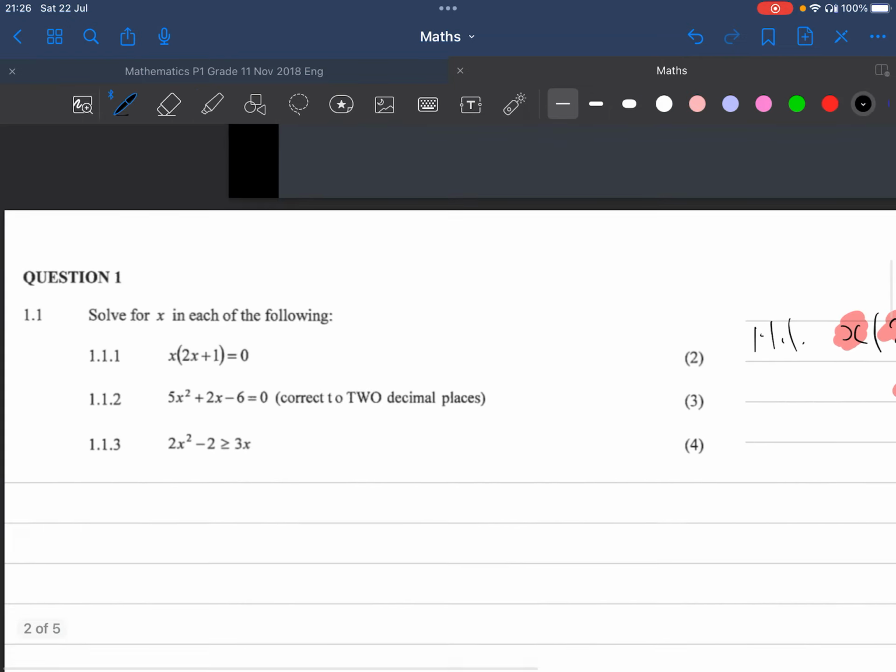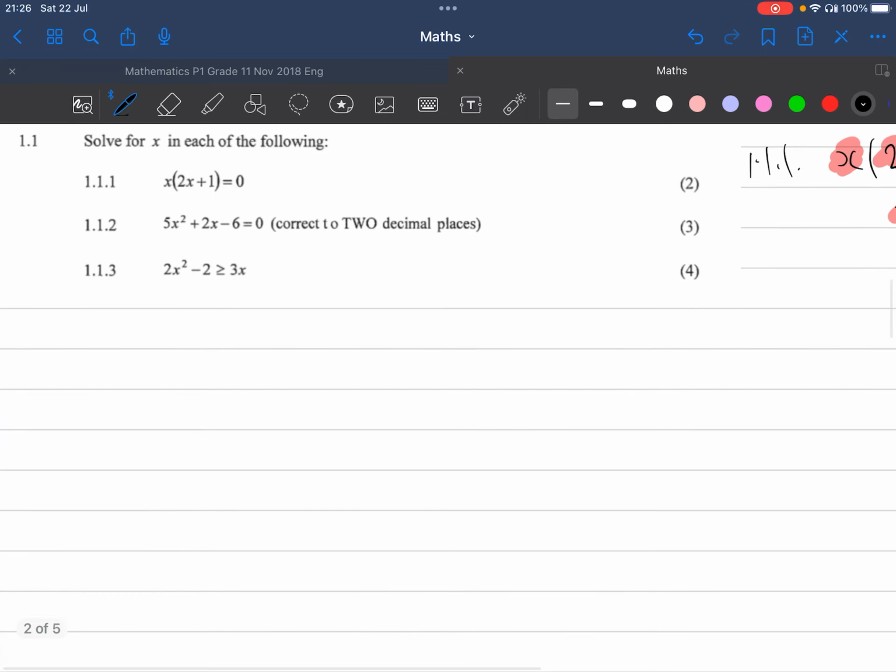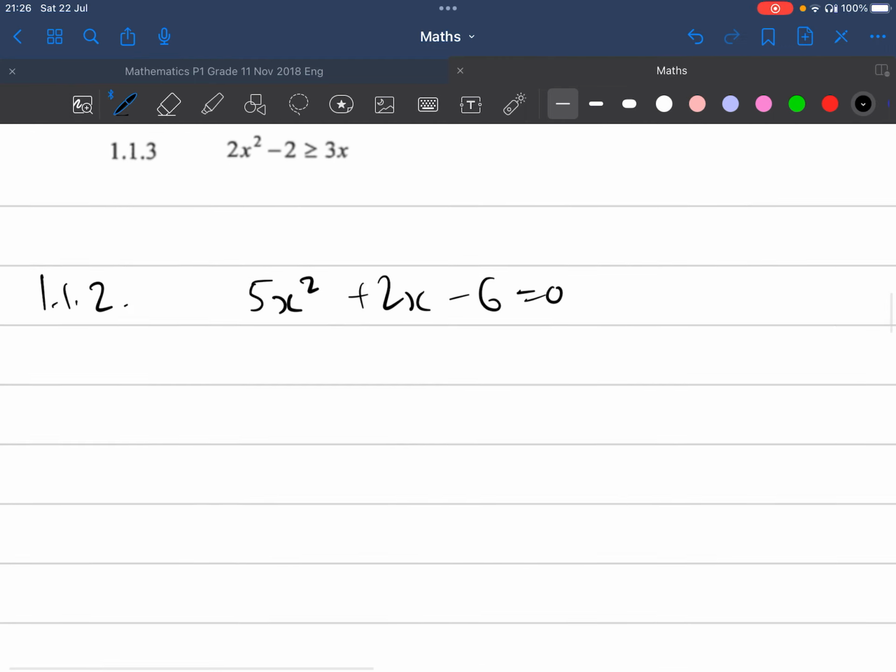Okay, next question, 1.1.2. You can see it's another quadratic equation. And for this one, it's a trinomial, it's not yet factorized. So the easiest way to solve something like this is to just use the quadratic formula, which is minus b plus or minus the root of b squared minus 4ac, all over 2a.